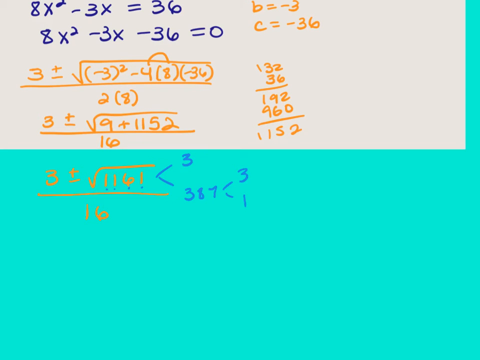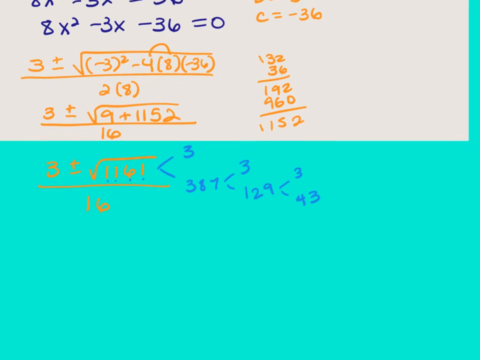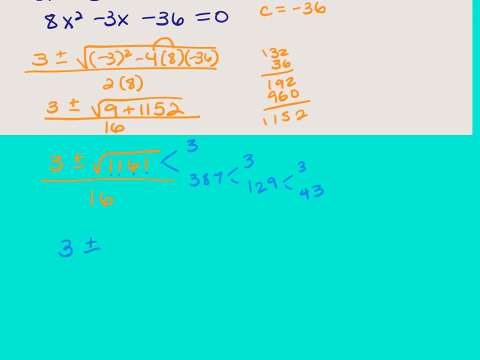3 goes in 1, 2, 9. 1 plus 2 is 3, plus 9 is 12. That's also divisible by 3. 43. And that's prime. So now I'm at 3 plus and minus. 1 pair of 3's comes to the outside. 43 times 3 is that square root. Oops, not plus and minus.